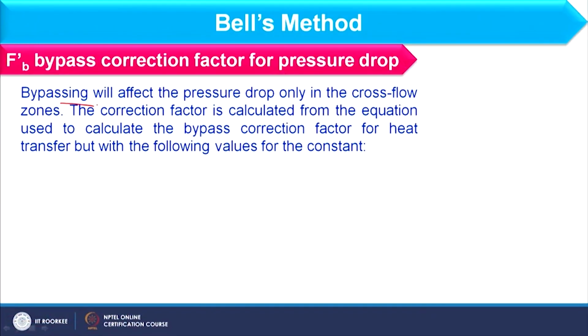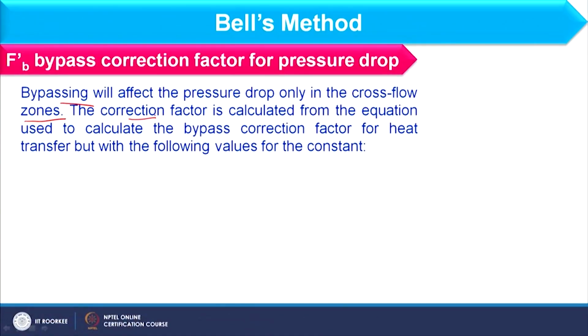First of all, let me speak about the bypass correction factor for pressure drop, okay. So bypassing will affect the pressure drop only in the cross flow zone, okay. As I have already told you, whatever fluid is available in the bypass zone, by putting sealing strips we bring it to the cross flow zone. Therefore, the bypassing effect should be considered in the cross flow zone, okay. So the correction factor for this is calculated from the equation used to calculate the bypass correction factor for heat transfer, but with the following values of constant.